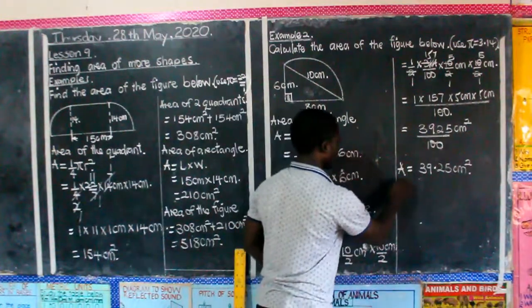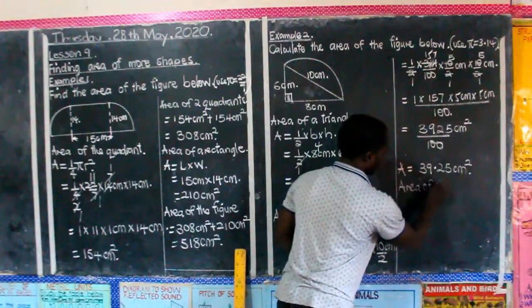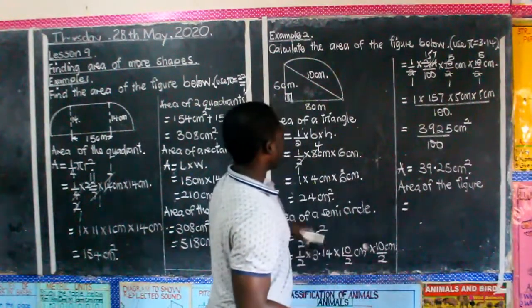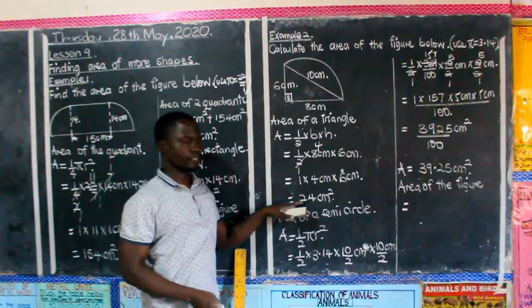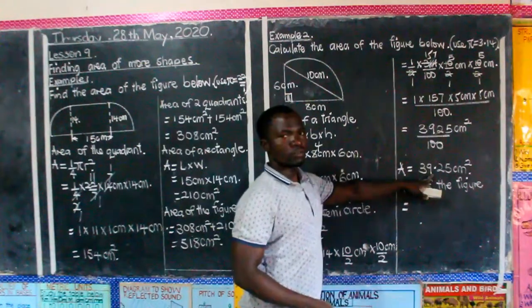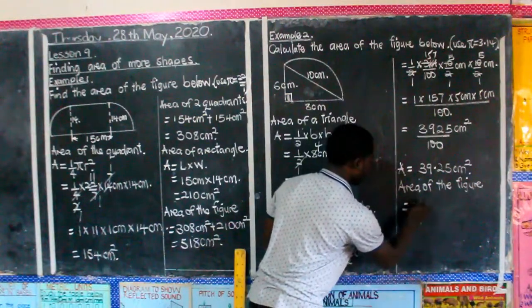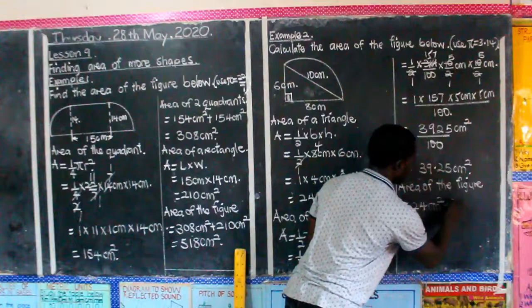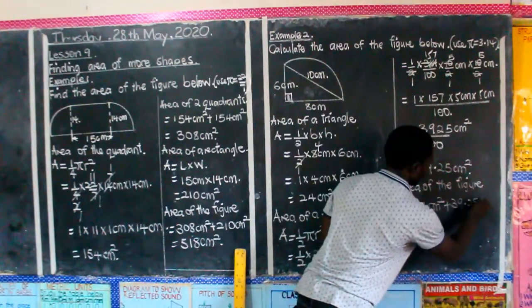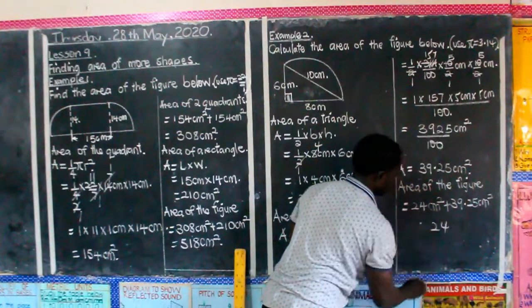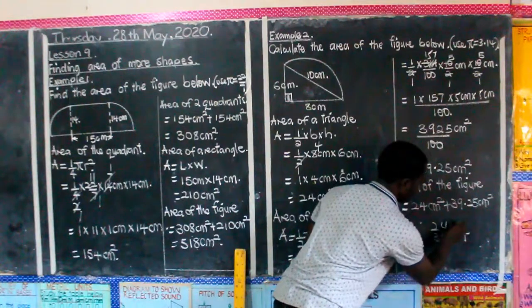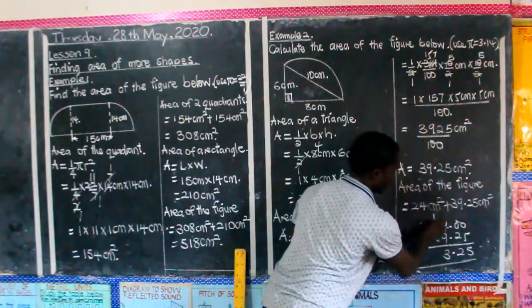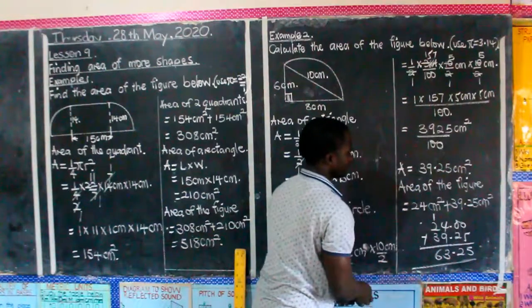So how do you get the area of the whole figure? Area of the figure equals, we shall get the area of the triangle, which is 24 square centimeters, plus the area of the semicircle. And therefore we shall have 24 square centimeters, the area of the triangle, plus 39.25 square centimeters. So let's add and see. 24 plus 39.25. What do you get here? This is 5. This 2. This is 13. 3. So we shall get 63.25.